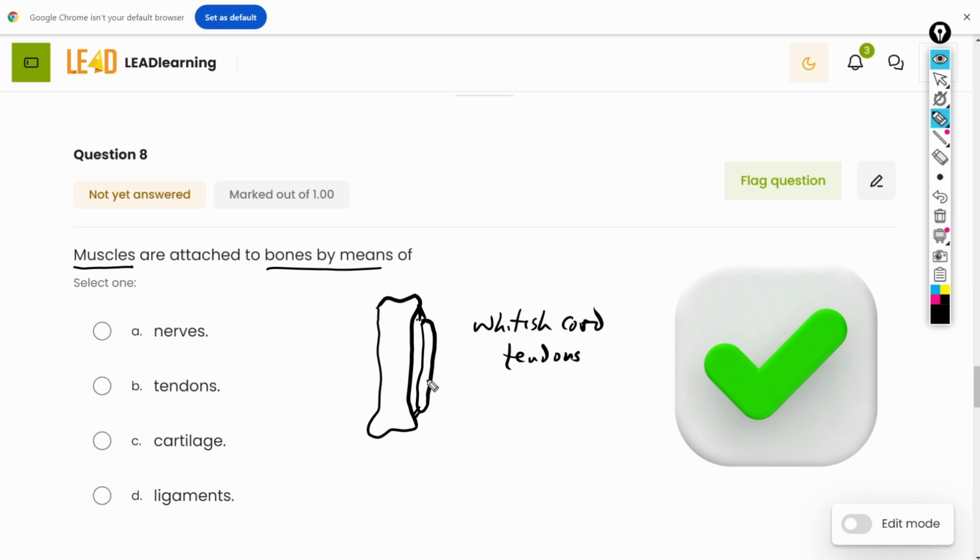So it is these whitish cords or tendons that serve as the connection between the muscle and the bone. So if this is our muscle at this point here, X, and at this other point here, X, will be our tendon. So muscles are attached to bones by means of strong whitish cords called tendons. So our correct answer is the option B.